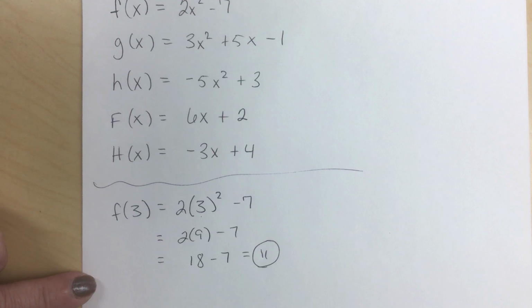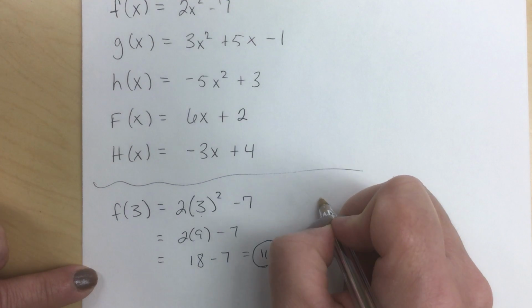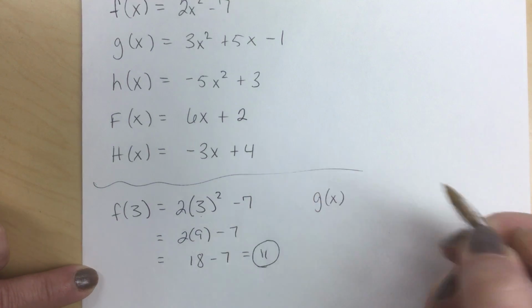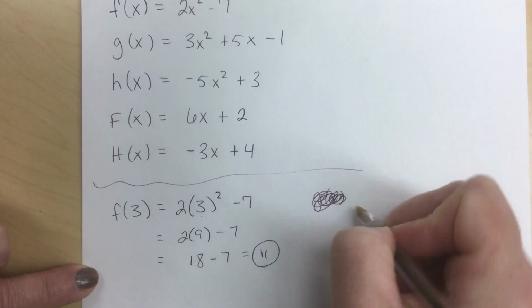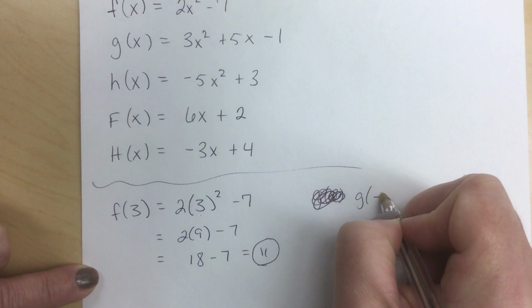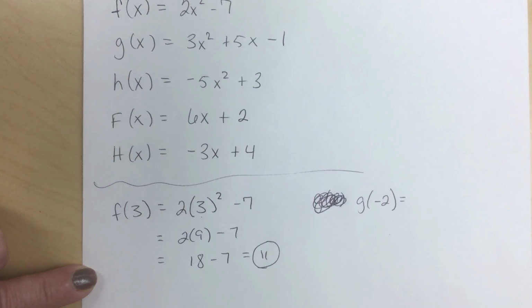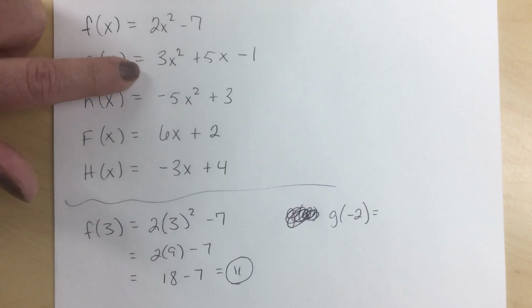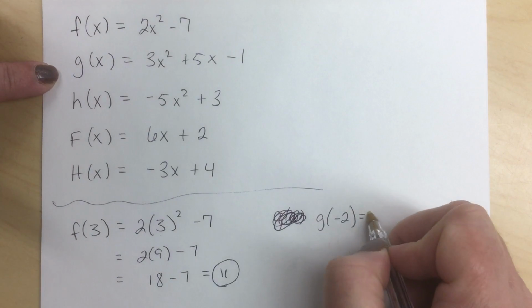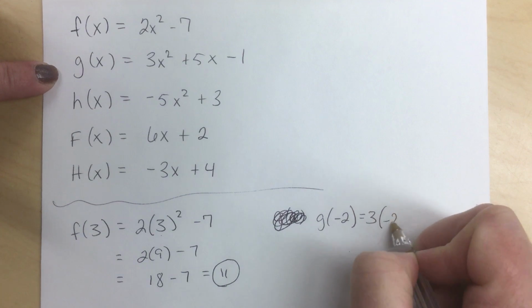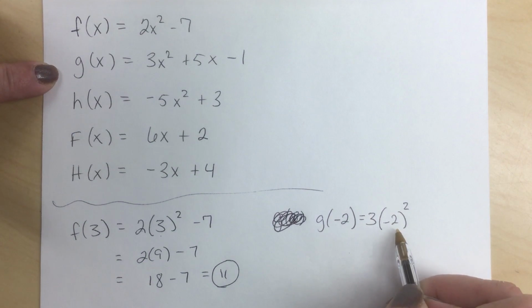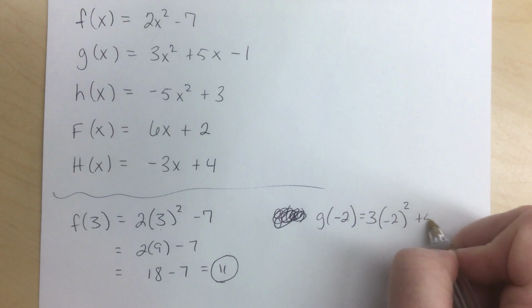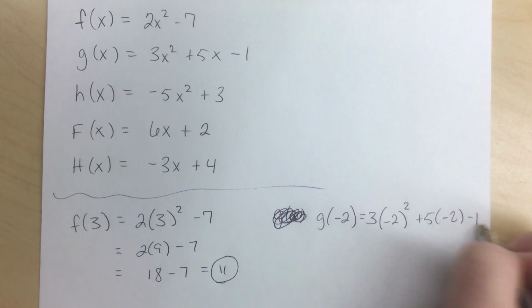If you plug in a negative number, let's say we do g of negative 2. Then I'm going to take the g function, which is 3x squared plus 5x minus 1, and I'm going to replace the x with the negative 2. So I have 3 times negative 2 squared plus 5 times negative 2 minus 1.